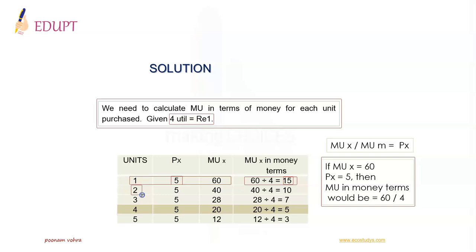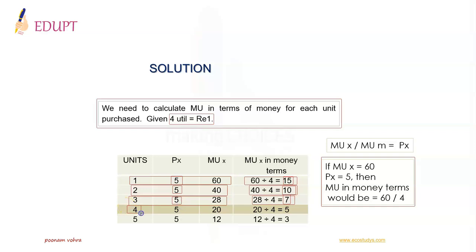By purchasing the second unit, price remaining the same, marginal utility he derives is 40. Now the marginal utility in money terms would be 40 divided by 4, which is 10. Here also, benefit received is more than the cost involved. By consuming the third unit, marginal utility is 28. In money terms, it would be 28 divided by 4, that is 7. So once again, benefit is more than the cost.